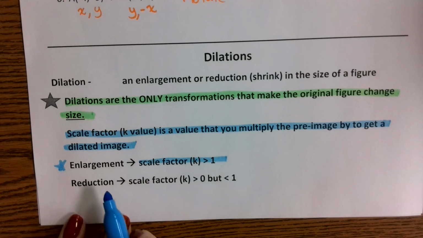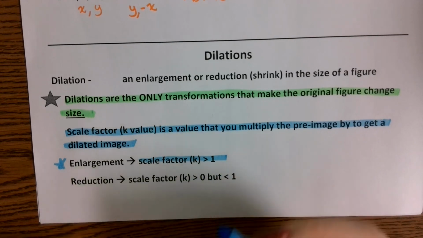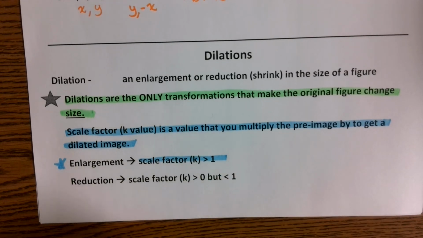Okay? A reduction has to shrink it. So it has to be a value that's smaller than 1, but it can't be smaller than 0. Okay? It has to be greater than 0 because you still need to have the shape. You can't have a negative measurement for a shape.